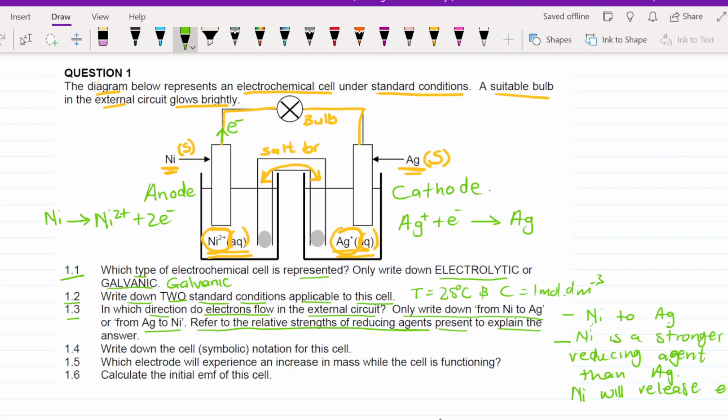So this is the first mark. Then this is the explanation of why you said they are moving from nickel to silver, because nickel is a stronger reducing agent than silver, and nickel will release electrons to silver and it will lose mass. So let's go now to question 1.4. Write down the cell or symbolic notation for this cell. Write down the cell notation for this cell. So how do you write the cell notation?